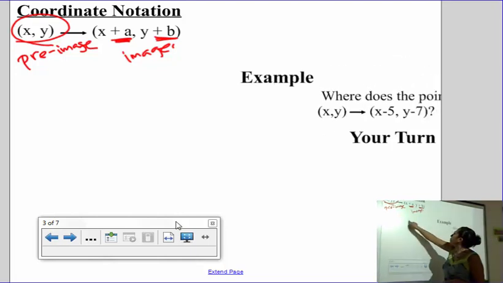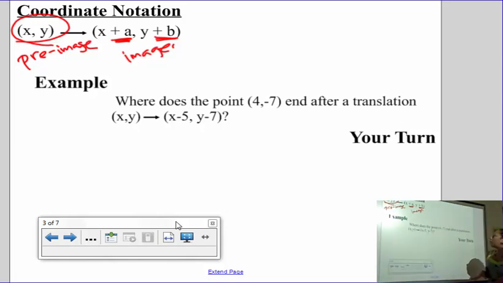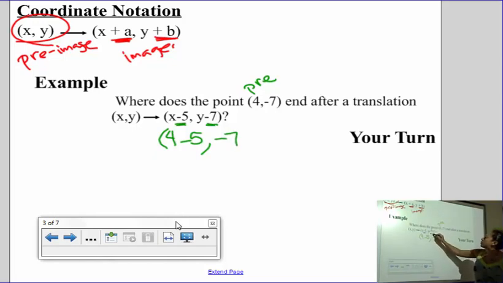For example, if I want to know where 4, -7 ends up, this is my pre-image. After a translation following this rule, x, y goes to x minus 5, y minus 7. Well, the notation I'm going to use here is I'm going to take the original x, 4, and then do minus 5. So that's what's happening to the x value. Then I'm going to take my original y, -7, and do what it tells me to do, minus 7. So my new image is at -1, -14.